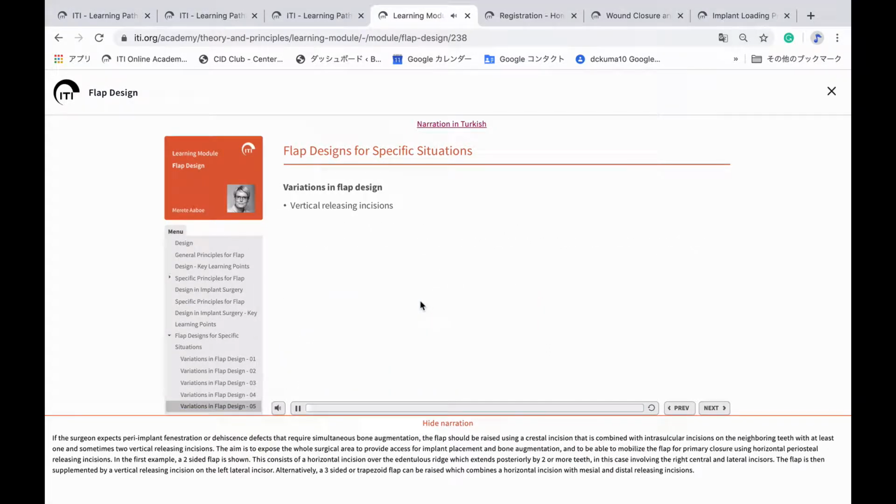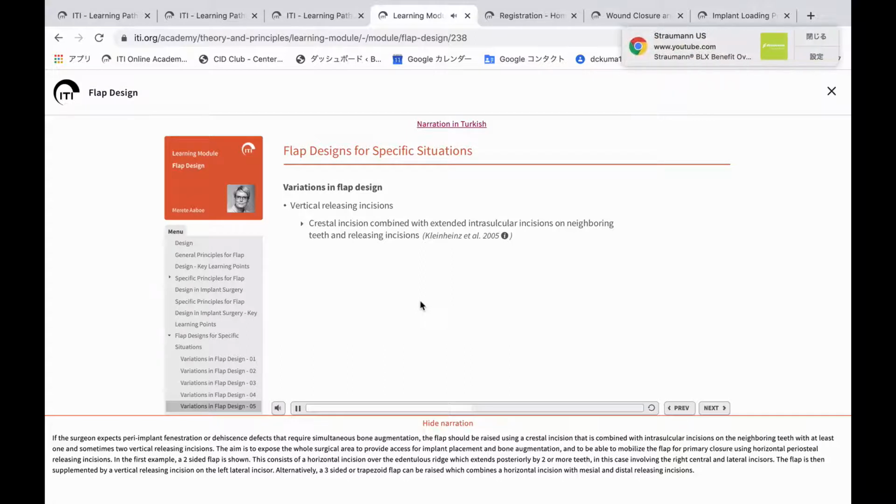If the surgeon expects peri-implant fenestration or dehiscence defects that require simultaneous bone augmentation, the flap should be raised using a crestal incision that is combined with intrasulcular incisions on the neighbouring teeth with at least one and sometimes two vertical releasing incisions. The aim is to expose the whole surgical area to provide access for implant placement and bone augmentation, and to be able to mobilize the flap for primary closure using horizontal periosteal releasing incisions.